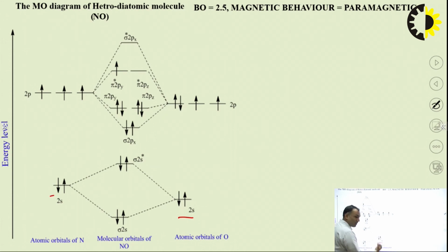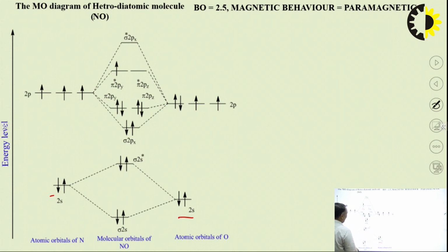Oxygen is more electronegative, hence it will attract towards, you can say, the nucleus. There are more protons, more electrons, and more attraction force, hence its energy will be quite lower, while the energy of nitrogen is quite higher.